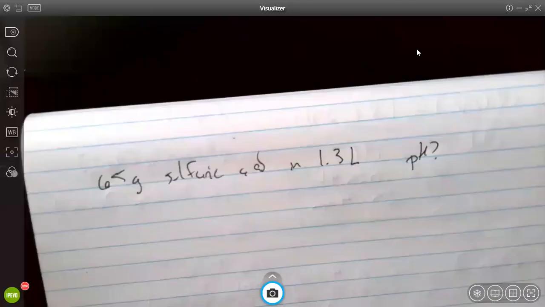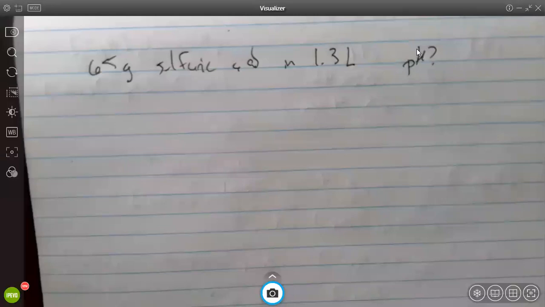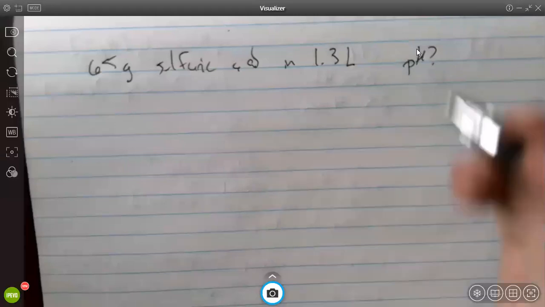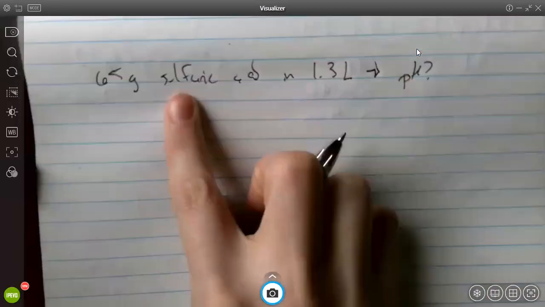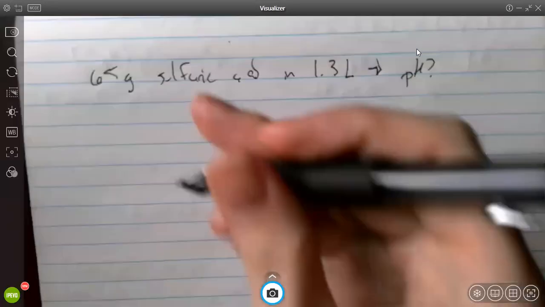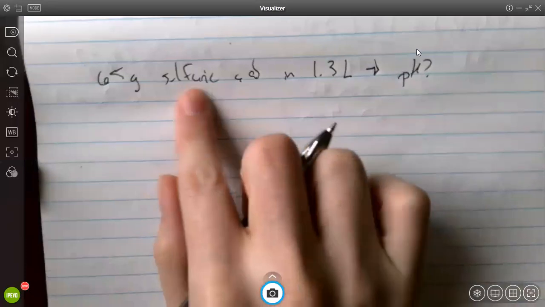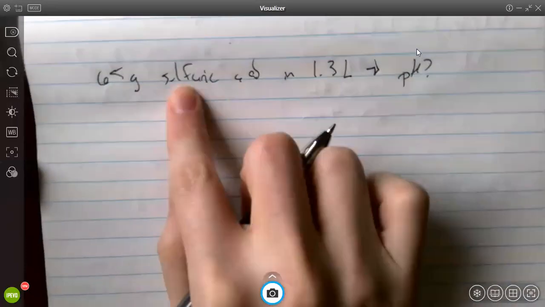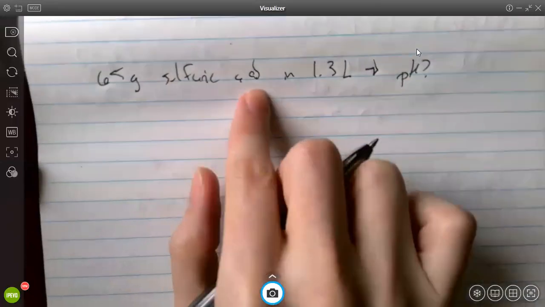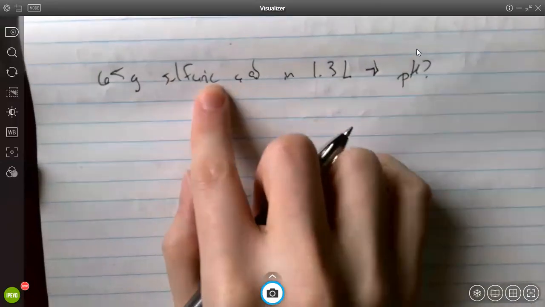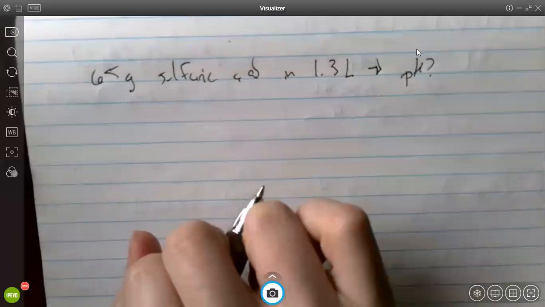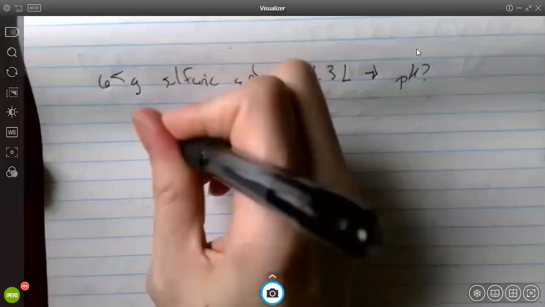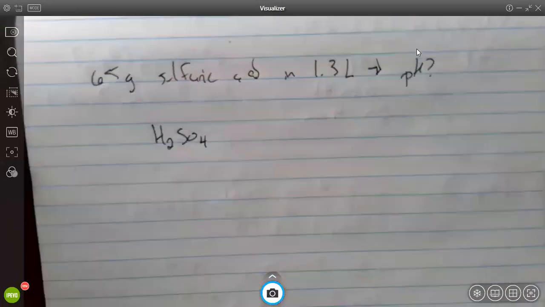Okay, so the first question says that we have 65 grams of sulfuric acid in 1.3 liters. It wants to know, what is the pH? So our first step is to write out the ionization reaction of sulfuric acid. Sulfuric acid, that is a name that you now have to know the formula of. Because it ends with acid, this is a traditional name. The ic ending with no prefix tells us that this is a normal state polyatomic acid, and it is H2SO4. If you don't have all your naming memorized yet, make sure that's something you're continuing to work on.